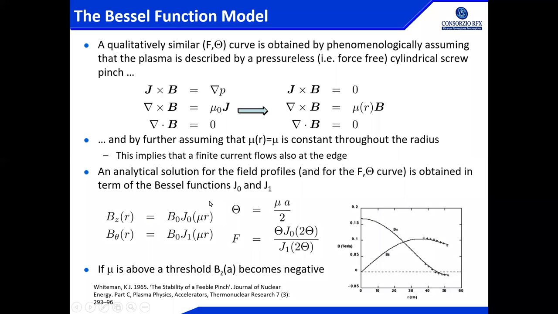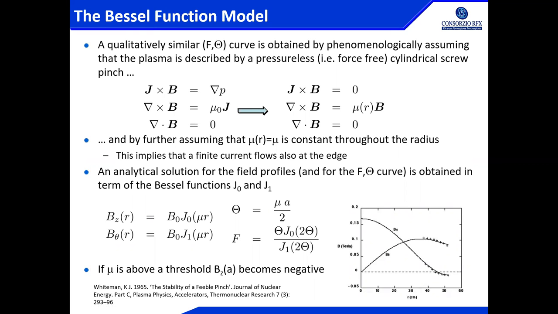Such a behavior was empirically observed to be described by the so-called Bessel function model, which is very simple in cylindrical geometry. Again, you take your MHD equilibrium without pressure, because in the startup phase the pressure is negligible. The plasma is conducting, but the pressure is not playing that much of a role. This implies that the curl of B is proportional to B, so the current is proportional to the field everywhere, but you allow the proportionality to, in principle, be different from surface to surface.